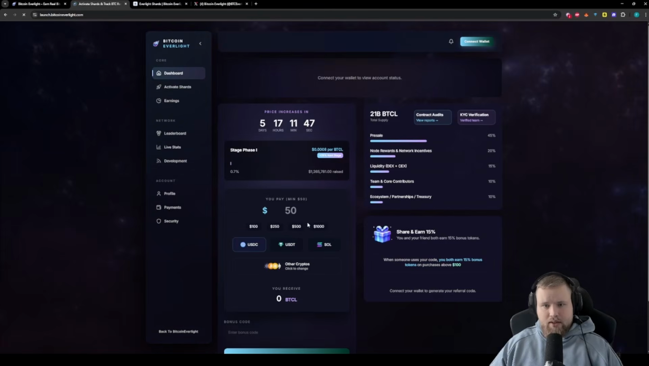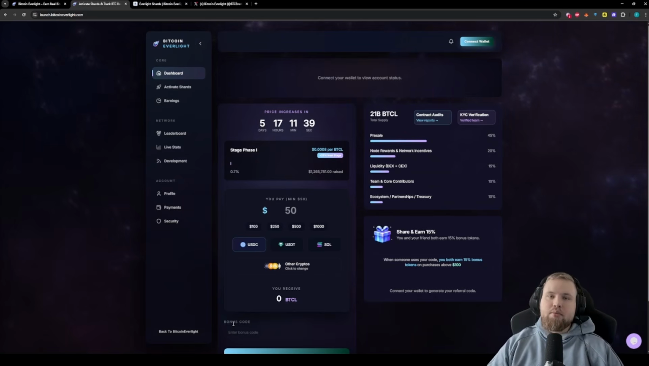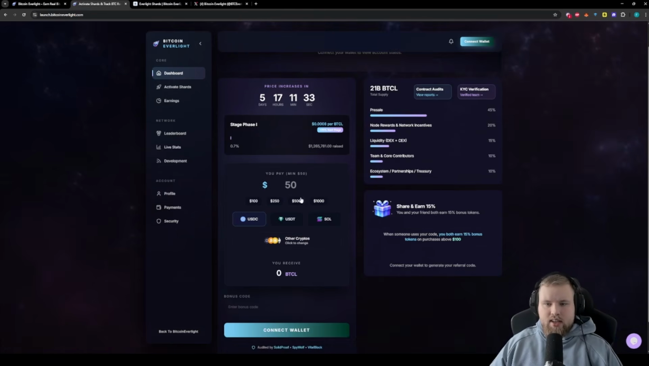But let's get back to the main dashboard here. As you can see, this is a multi-level presale. If you're new to crypto, you may never have seen a multi-level presale. What does this mean? The presale price increases with each level. It seems like they set it to every 6 days.